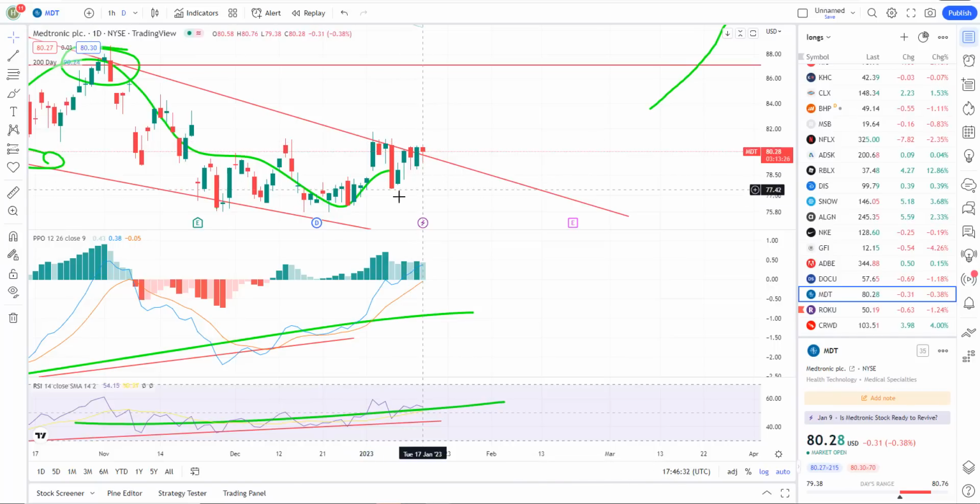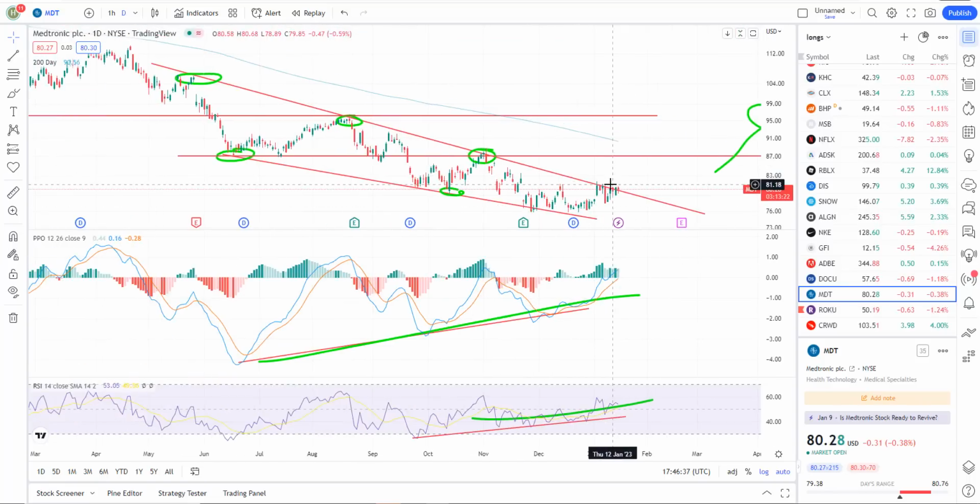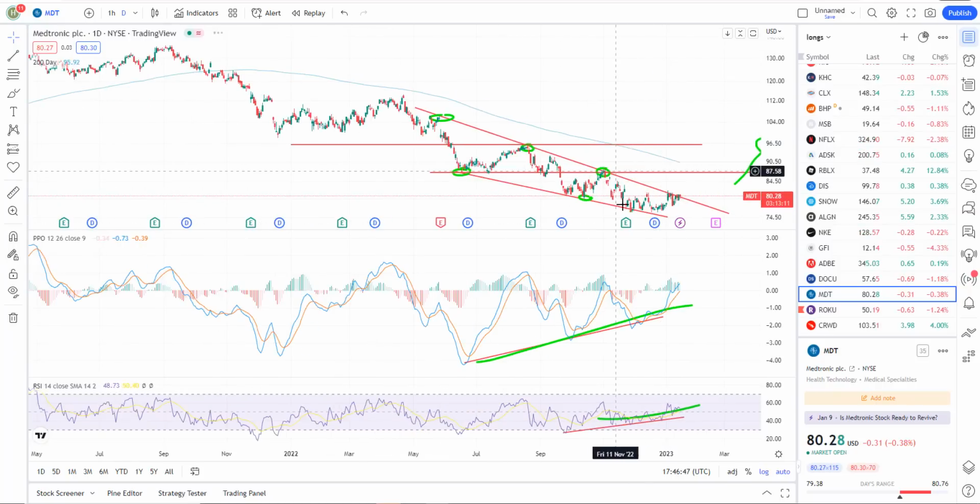So that's something I'm on the lookout for. Don't see it yet, but we'll keep watching for that. And then, you know, we've got good resistance level overhead, about 87.16. There's the 200-day, obviously, and then up here at 96.24 would probably be my final target on that one for now.